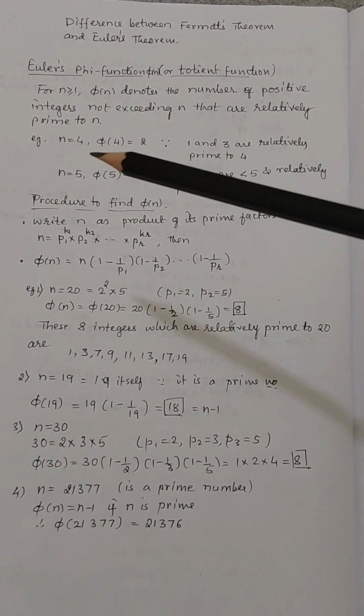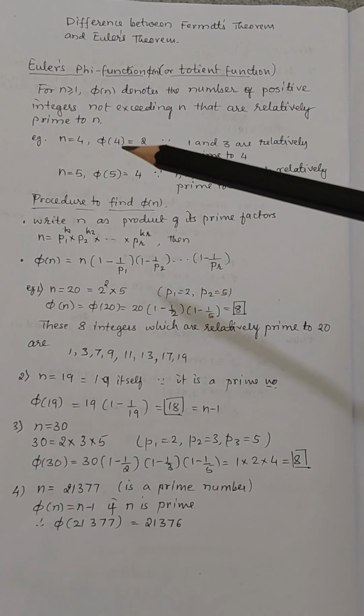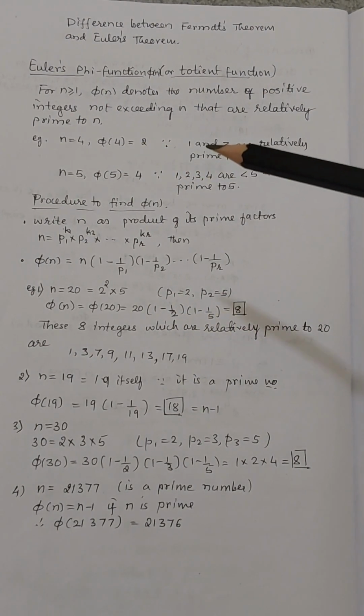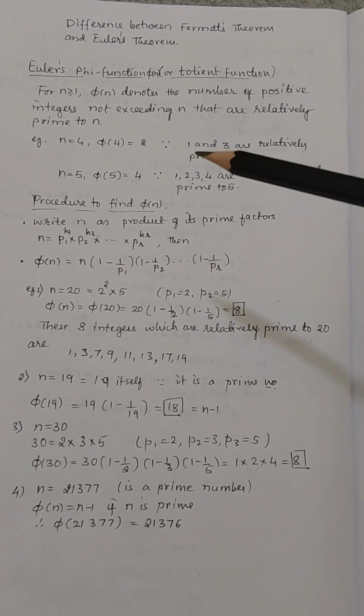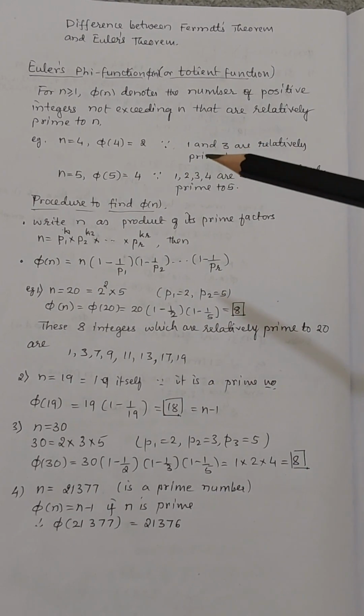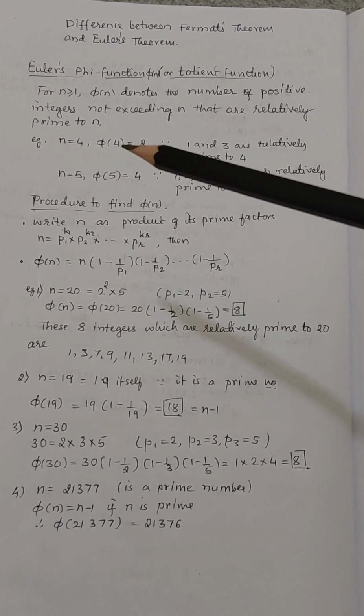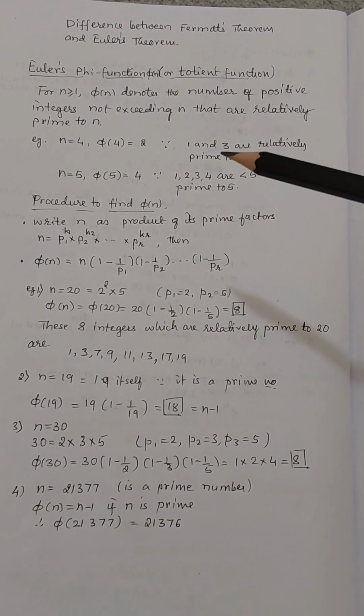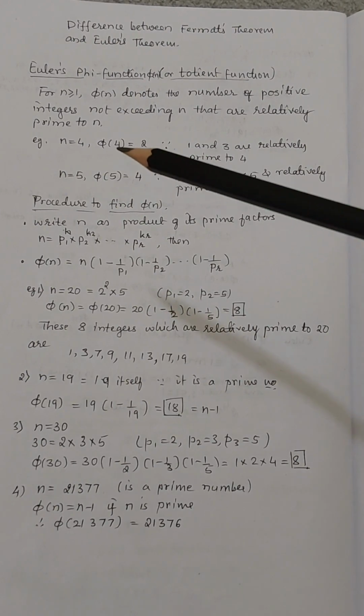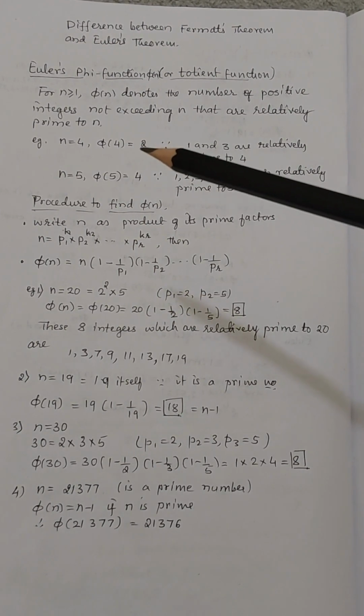For example, when n is 4, phi of 4 is 2. You can see the numbers which are less than 4 are 1, 2 and 3. 2 is skipped here because 2 is not relatively prime to 4. Only 1 and 3 are relatively prime to 4. So phi of 4 is 2.